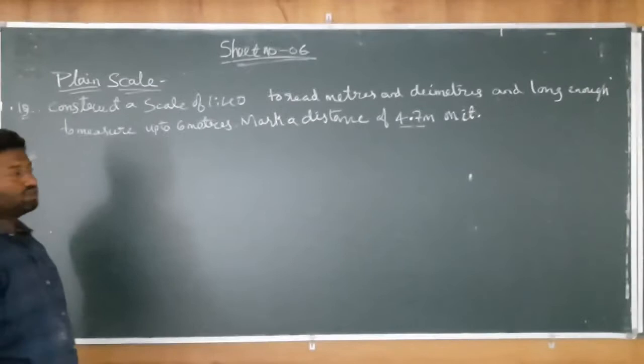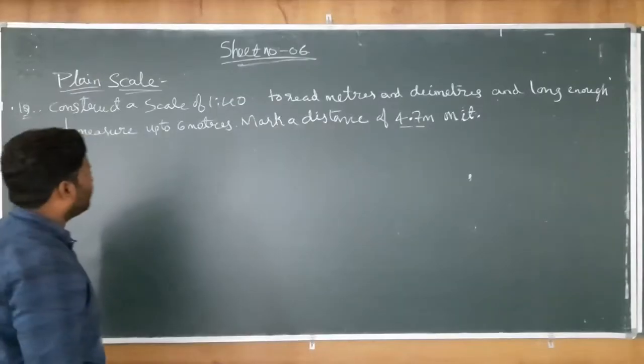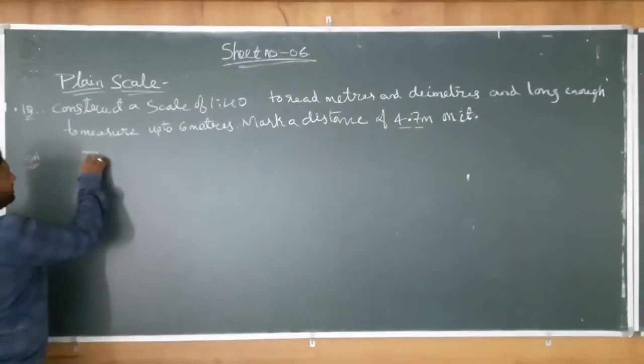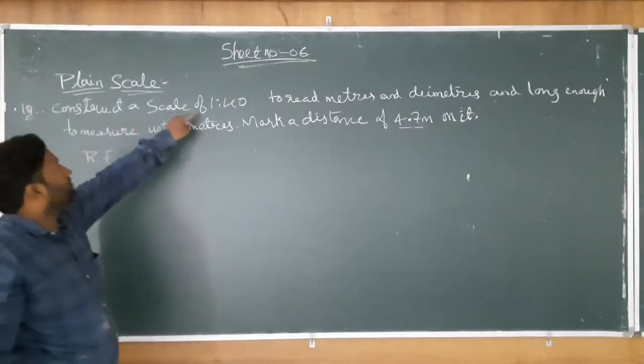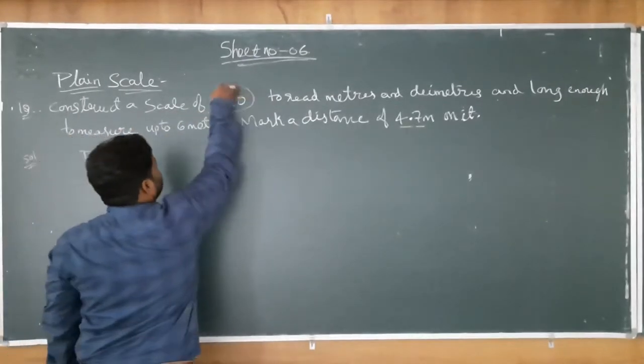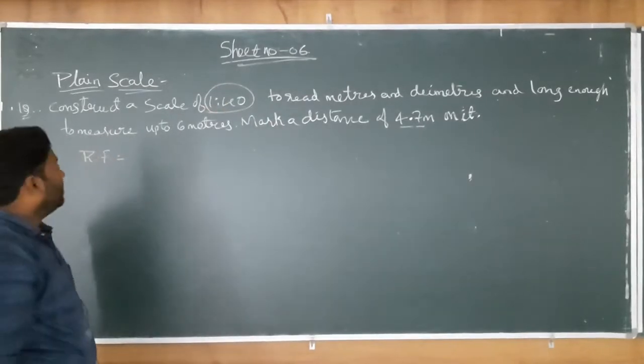So, now we have to solve the values first. To draw the diagram, to find out the length of the scale, before that we have to find out the RF, that is nothing but representative fraction. The construct a scale of 1:40. This 1:40 is nothing but the representative fraction of the scale. So, 1:40, that is nothing but 1 divided by 40.